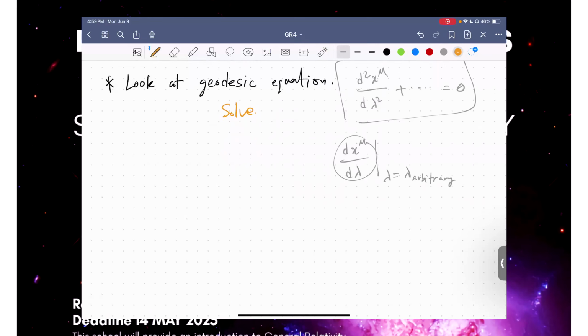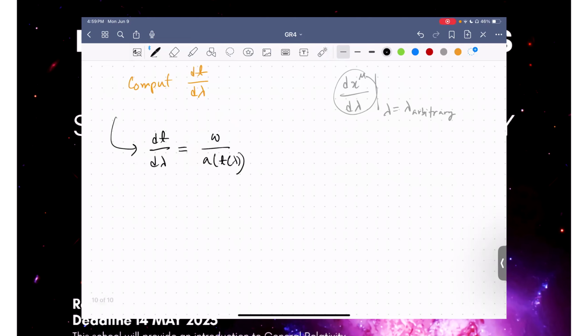So basically what you have to do is compute dt d lambda. And there are various tricks that you can use to make this computation easier. At the end of the day, what you will find is dt d lambda is going to be equal to some constant divided by A of t lambda. Okay, so this is interesting because this value of the constant we can also compute, but it will not be important for what I'm going to say, so I'm not going to specify the value.